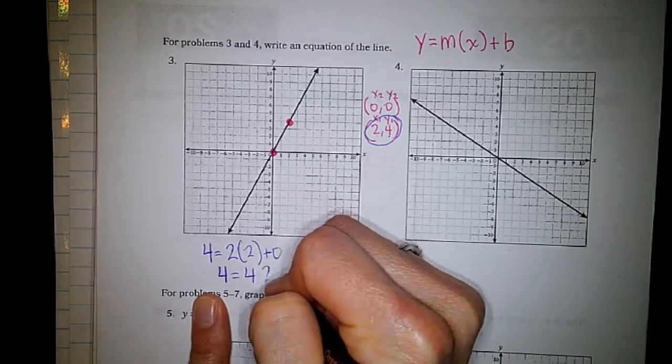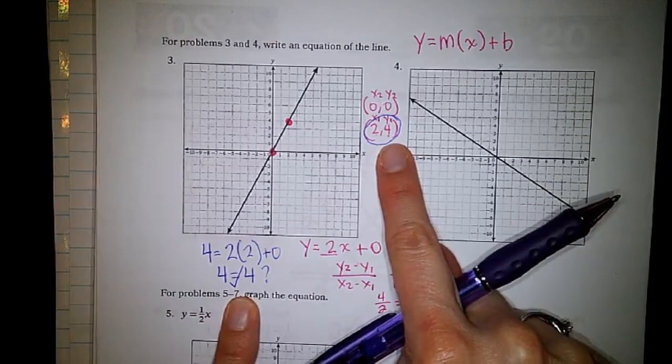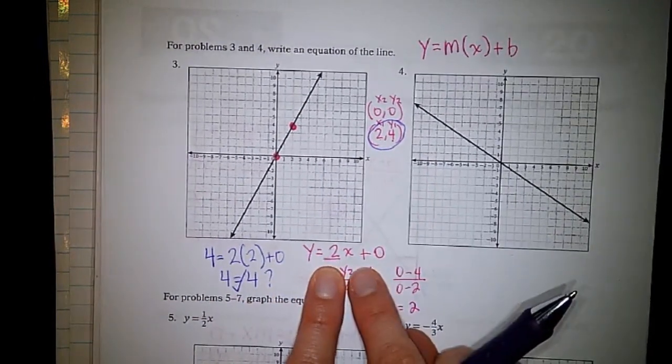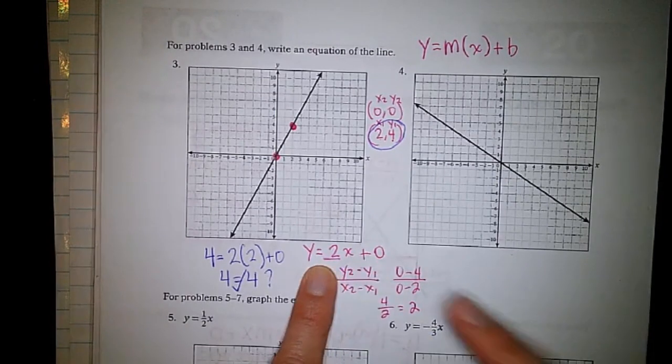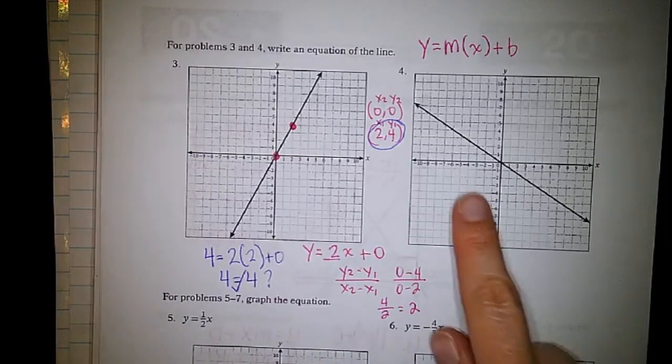So does 4 equal 4? Yes. Okay. So that means that this coordinate point allows for us to write this equation, and it helped us to solve for the slope. Do you see how they're all connected? Every x and y, if you plug it into the equation, it's going to make the equation true if it's on the line. Ready? So I want you to go ahead and do number 4 for me.